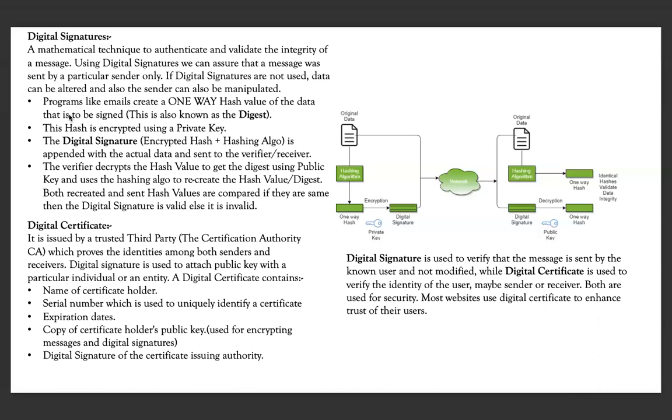So in this digital signature creation method, the steps are actually pretty simple. Programs like email create a one-way hash value. Again, it's one way because it's not a reversible process, of the data that is to be signed. This is known as the digest. So I apply a hashing algorithm on the entire data, and a hash value is generated. This hash value is encrypted using a private key.